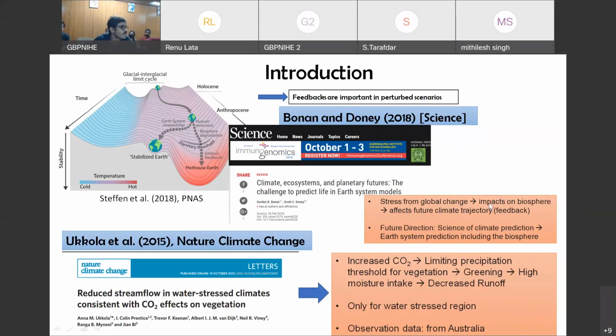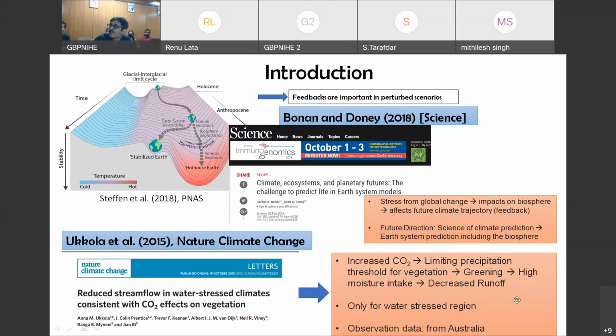This is very important. The biosphere is one of the very important components, which didn't get much attention in climate studies till 2000 or so. After 2000, of course, it has got huge attention. But still, the future direction for the climate community should be to understand Earth system prediction, including the biosphere. So the biosphere should be a very important component of the climate system.